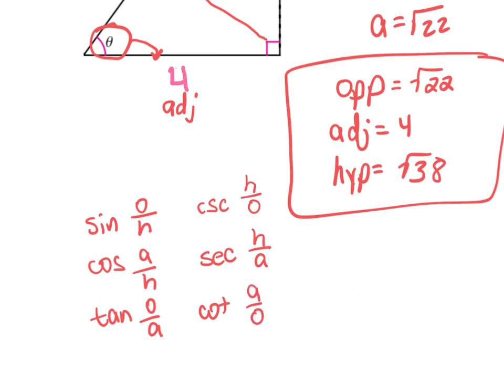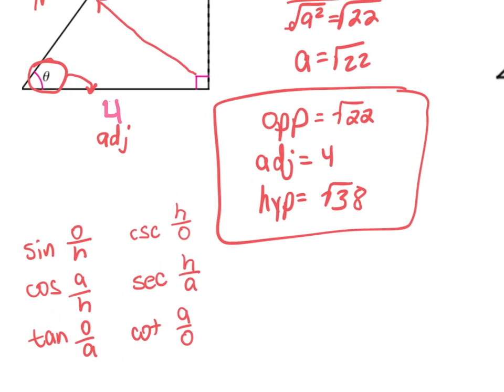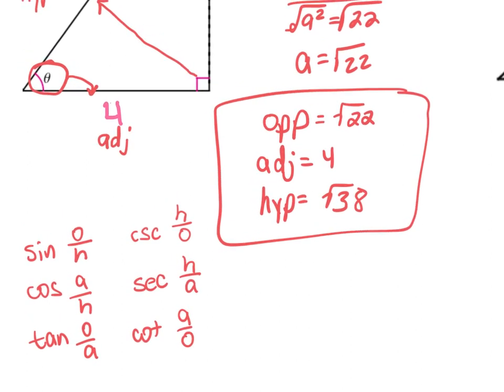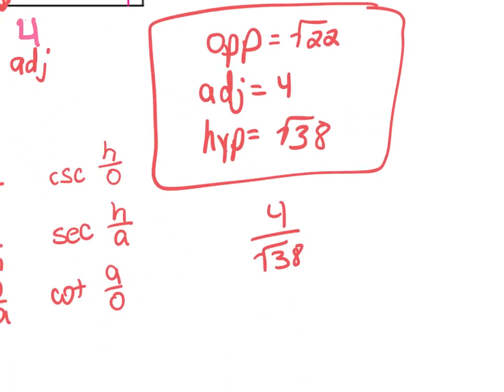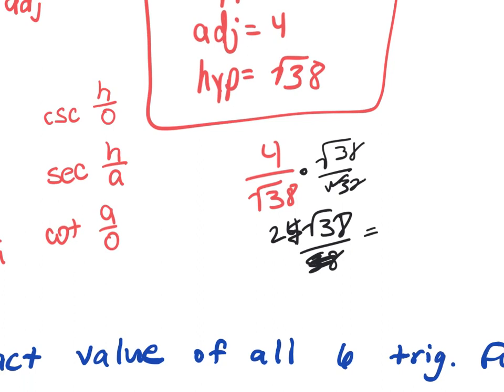So tomorrow on the test, you'll have to do this part, which I just did here, to find all 3 sides, and then I'm going to ask you for 2 of the trig functions. If you end up with your trig function is 4 over root 38, can I leave my answer like that? Yes or no? No. So I have to say, okay, root 38 over root 38. So this becomes 4 root 38 over 38. Is that done? Is that simplified? No, because 2 goes into 4 and 2 goes into 38.